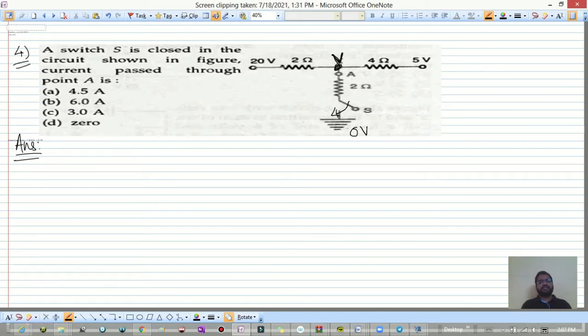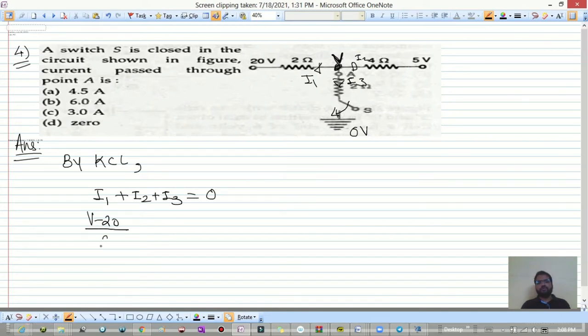Let us consider V as the higher potential. This is I1, this is I2, this is I3. By Kirchhoff's current law, the current I1 plus I2 plus I3 is equal to 0. So what is I1? V minus 20 divided by 2, plus I2, which is V minus 5 divided by 4, plus I3, which is V minus 0 divided by 2, is equal to 0.